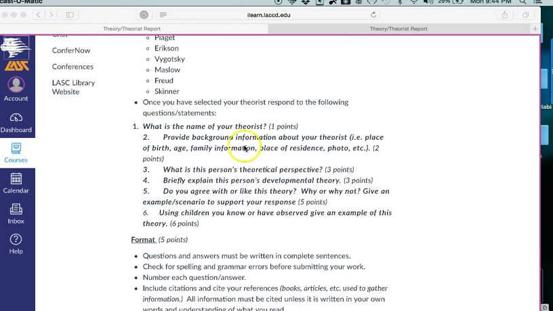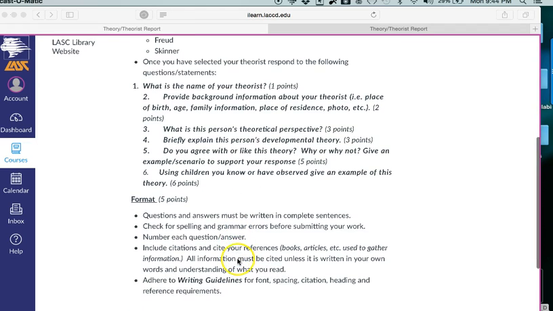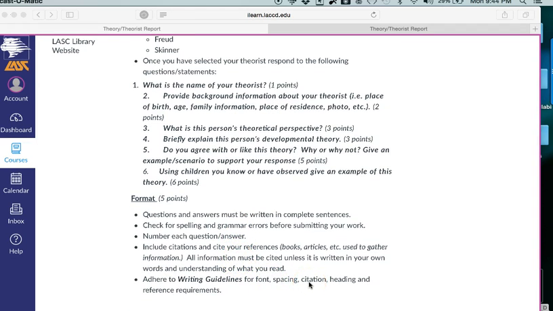Then question 2 would be background information about Erikson, but this is not information you know personally, which means that you're getting it from a source. So you need to include the citation from where you got the information from, and then you need to have a reference. And so here it says include citations and cite your references. All information must be cited unless it is written in your own words and understanding of what you read.